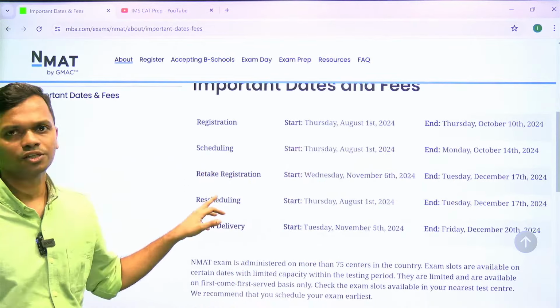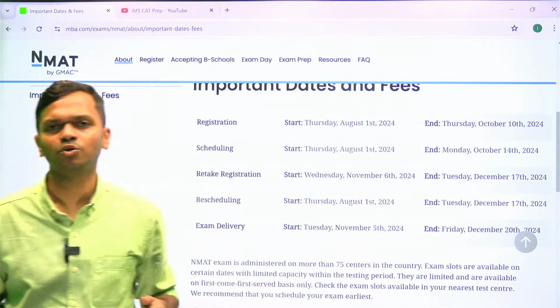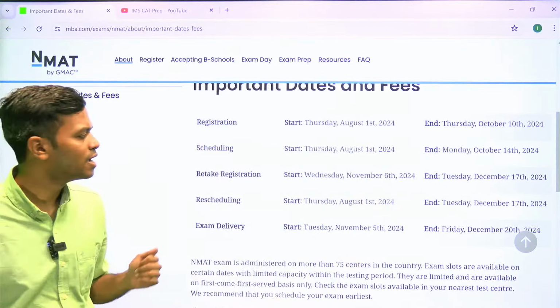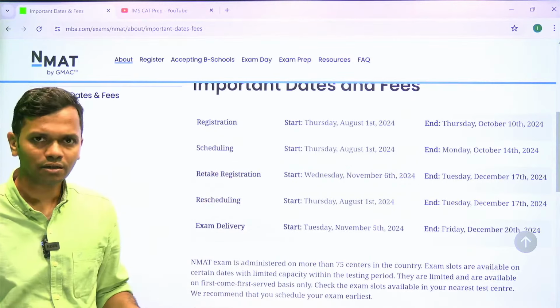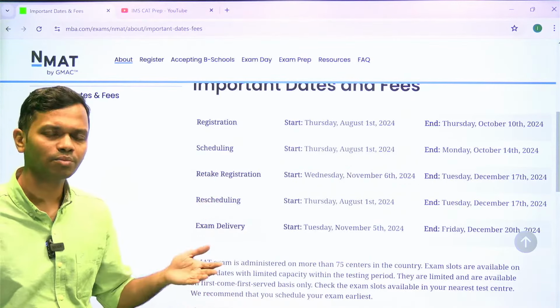Regarding retake registration, what is retake? Retake is only once you have taken your first attempt of NMAT. Let's say I appear for NMAT on a particular date, say at the end of November, and if I want to take it again later, I can. That is what retake is, going for a second attempt or a third attempt, because NMAT allows you to take a maximum of 3 attempts.